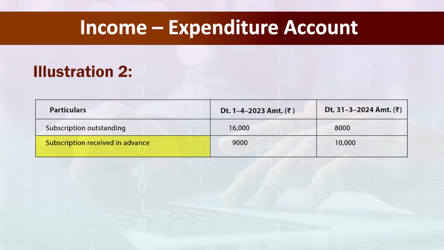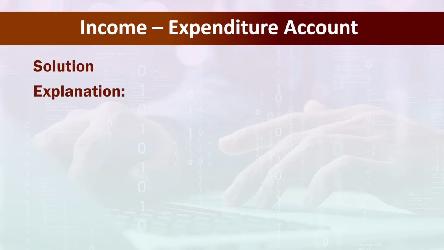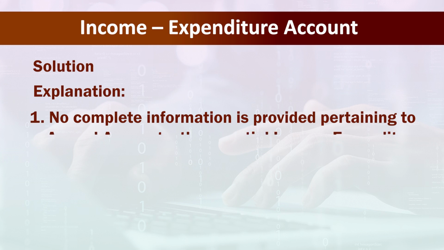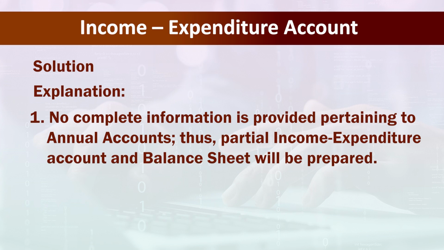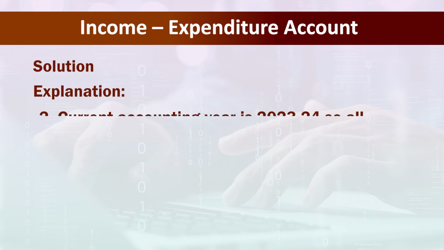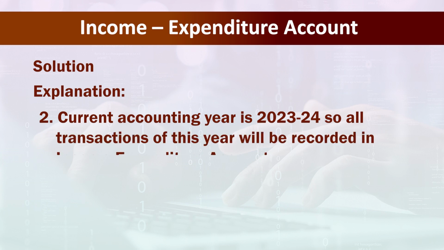The subscription received in advance on 1/4/2023 is rupees 9,000. As on 31/3/2024, it is rupees 10,000. Let us now look at the solution. Let us see the explanation. Here, no complete information is provided pertaining to annual accounts, thus partial income expenditure account and balance sheet will be prepared. Current accounting year is 23-24. So, all transactions of this year will be recorded in income expenditure account.